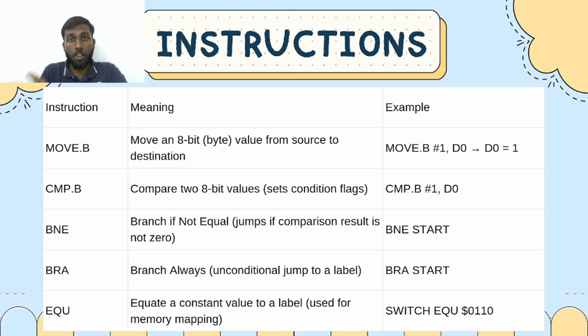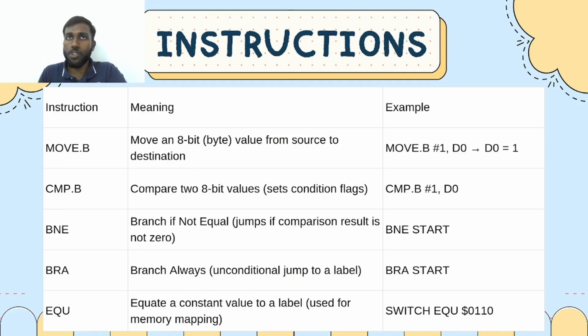Next is cmp.b, which is used to compare values. It doesn't store the result but updates internal flags and is used for branching. Next up is BNE. It's a conditional branch where it only jumps if the values compared are not equal. And BRA is an unconditional jump. It's useful for looping and it's very important for this project as we use looping a lot. And finally, EQU assigns a specific memory address to a label, like assigning 0110 to switch like we did in this project. So this makes the code readable and easy to update.